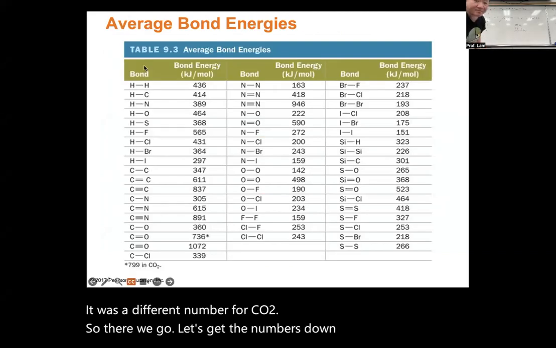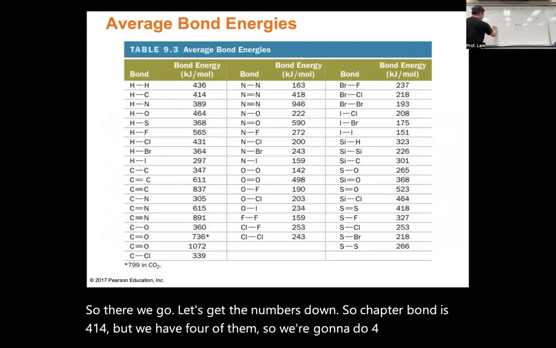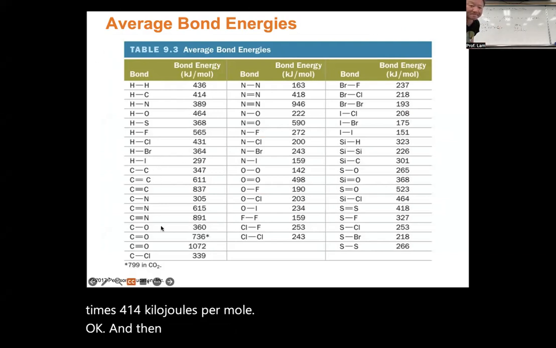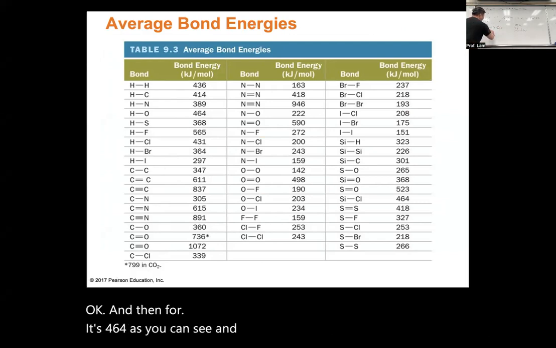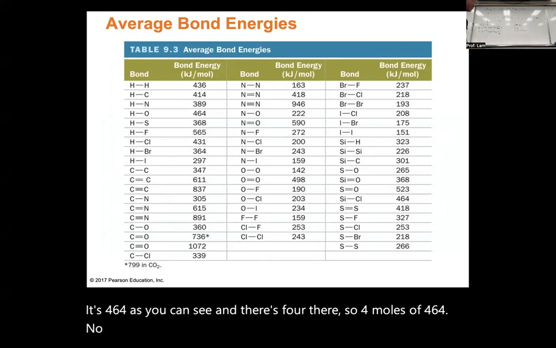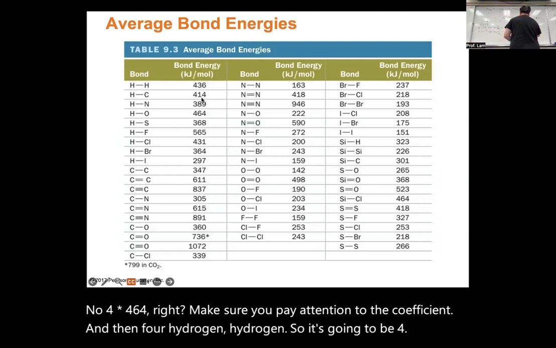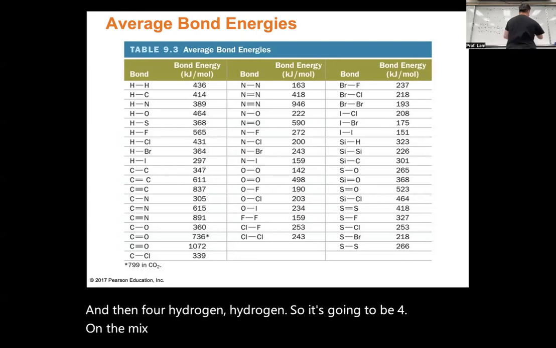So CH bond is 414. But we have 4 of them. So we're going to do 4 mole times 414 kilojoules per mole. And then for OH, it's 464, as you can see. And there's 4 of that. So 4 moles of 464. So 4 times 464, right? Make sure you pay attention to the coefficient. And then 4 hydrogen, so it's going to be 4. On the make side, 4 mole times 436.